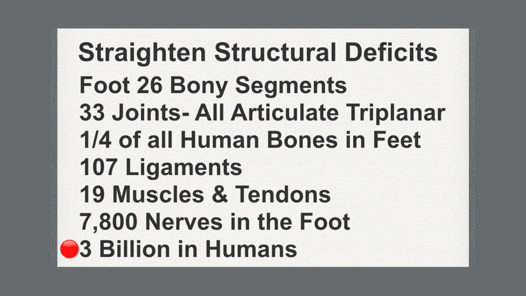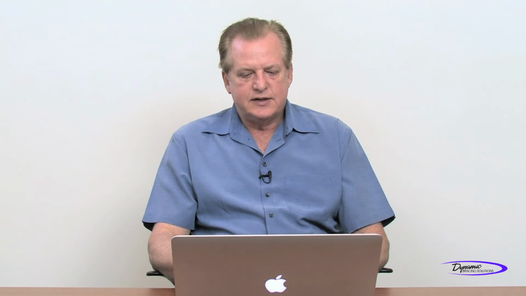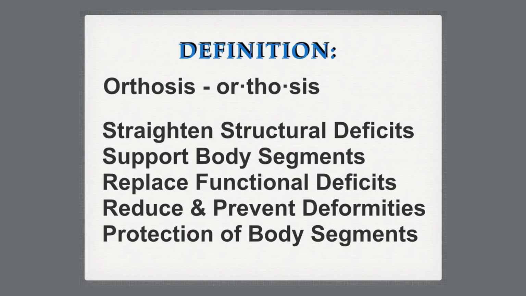There are 3 billion nerves in the whole body. And then in the foot, we have 3 arches. Some of the devices that I see out there are basically flat, with no structural alignment. There's no consideration for alignment in any of the dimensions. They take care of the stance phase, and that's about it. They put in a little bit of dynamic or a toe pickup. Again, on the definition of orthosis, straightening structural deficits, we have to straighten them out in three dimensions. So the designs have to be a lot more sophisticated than a simple toe pickup device.